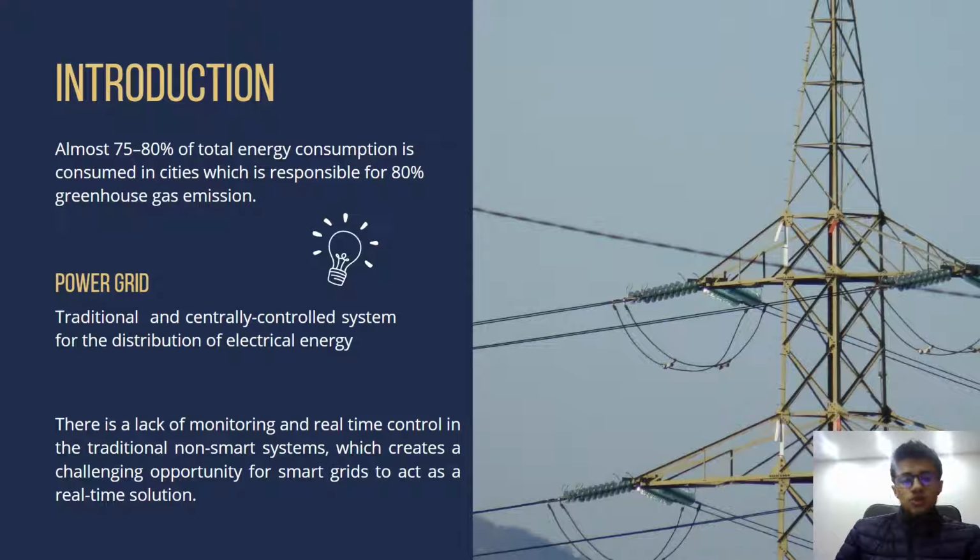We do that with a power grid, which is a traditional and centrally controlled system for the distribution of electrical energy. And we have here a need, a problem, and a solution. We have an opportunity. There is a lack of monitoring and real-time control in the traditional non-smart system, which creates a challenging opportunity for smart grids to act as a real-time solution.